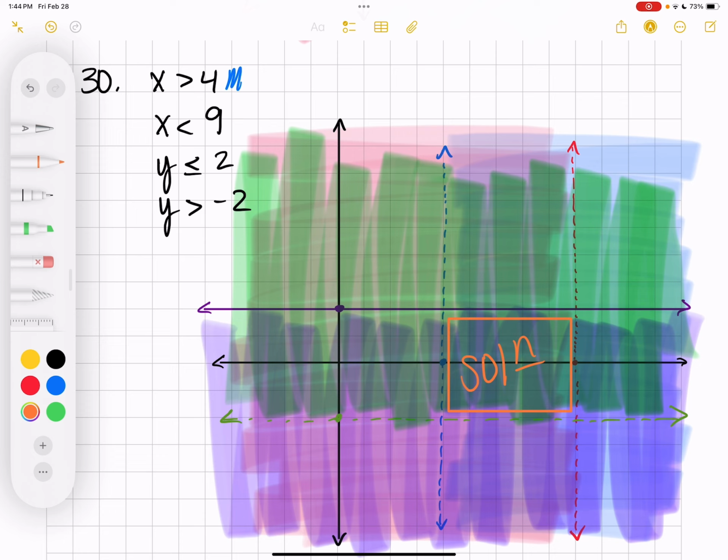Can you tell what they are? Look at Grace. They're shaded differently. No, they're not. Oh my goodness.